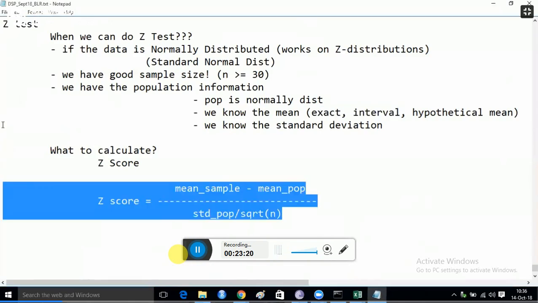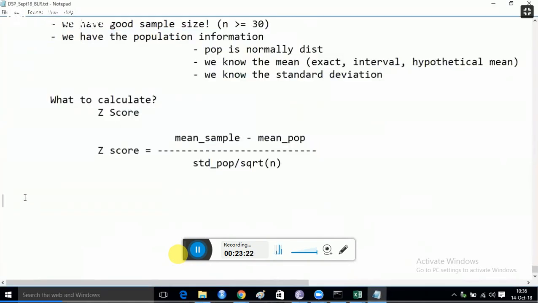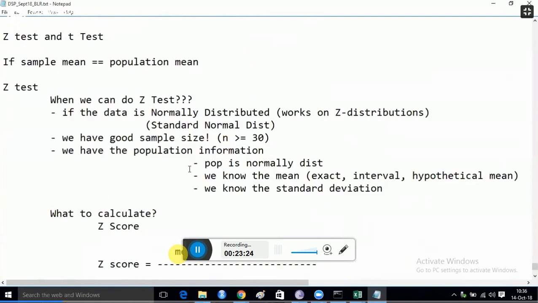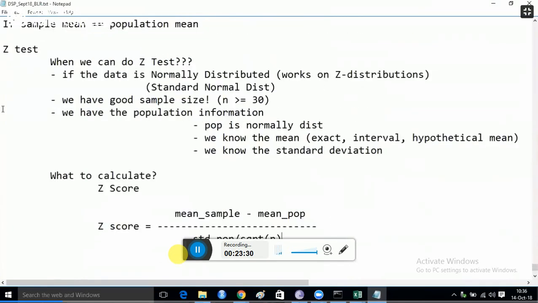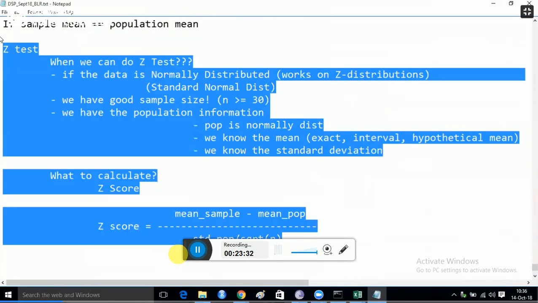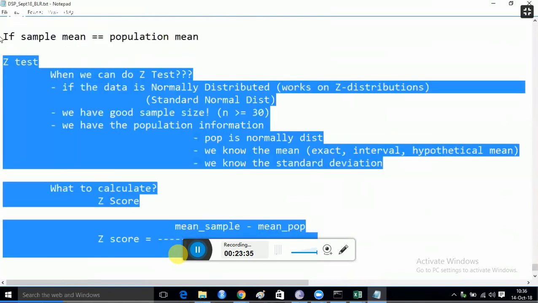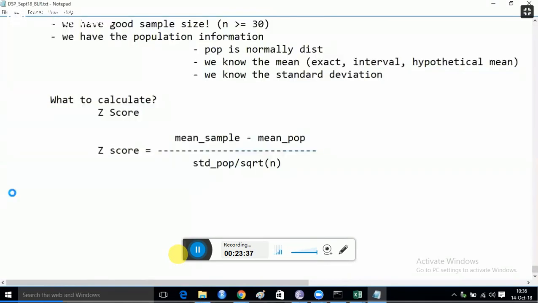Now, so we calculate the z-score and we move on and try to see if my sample mean is equal to the population mean or not, right? So this is all about the z-test. When do we do a t-test then?